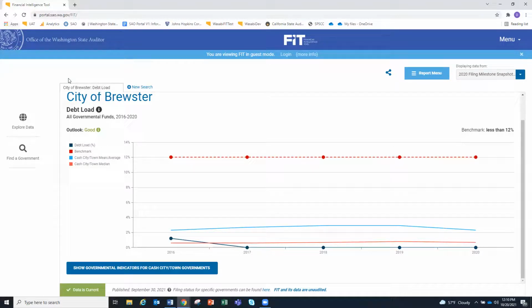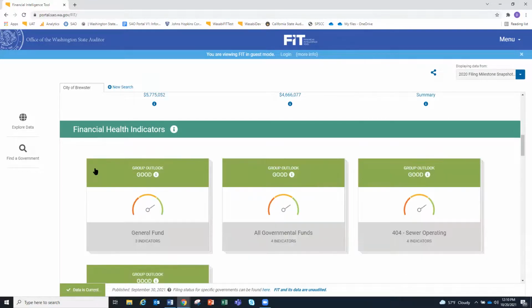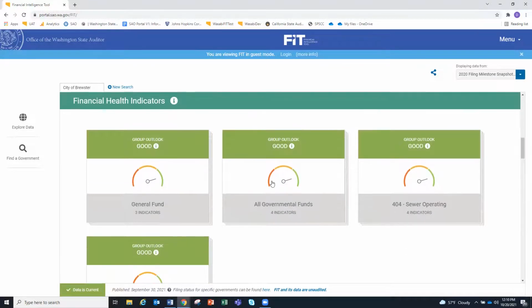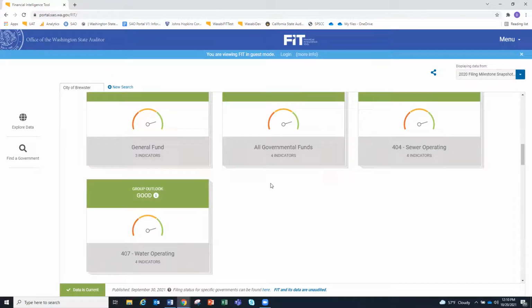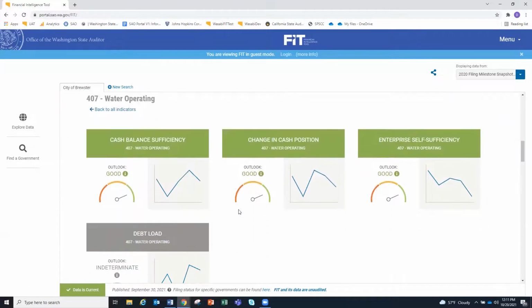Last thing, I'm going to go and show you, and this is where if you're a water sewer district or a special purpose district, you can kind of perk up because your look is slightly different because you don't have all this governmental activity. So if you are a water district, let's go ahead and take a look at City of Brewster's water fund. So this is what your landing page will more than likely look like.